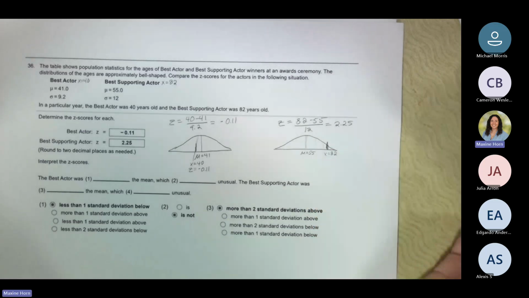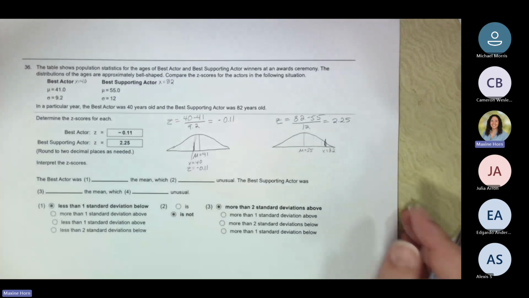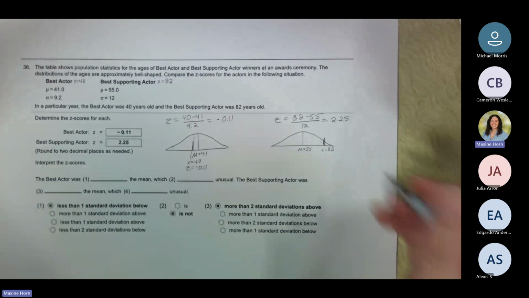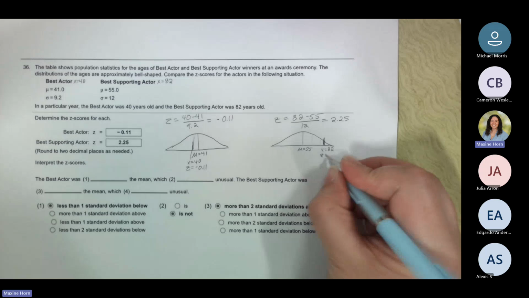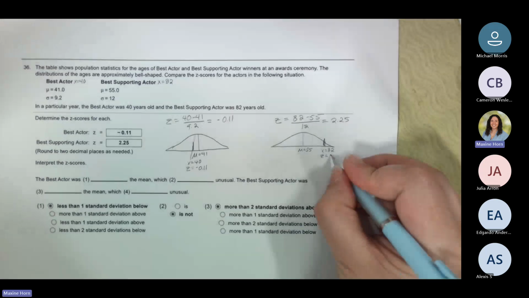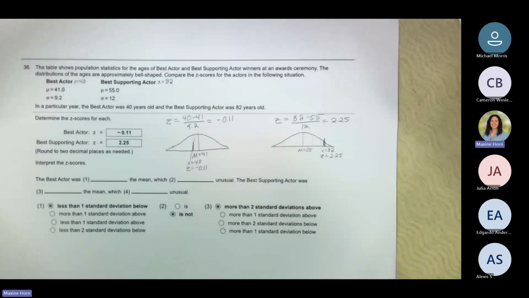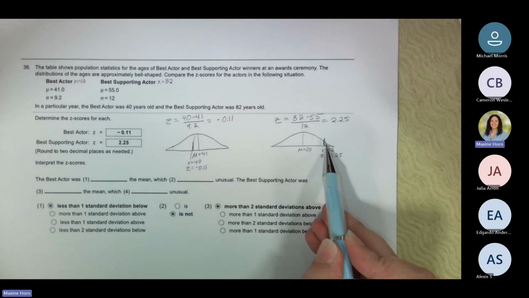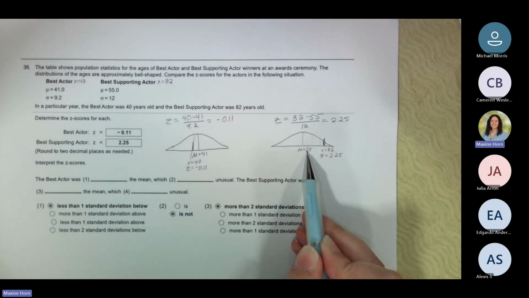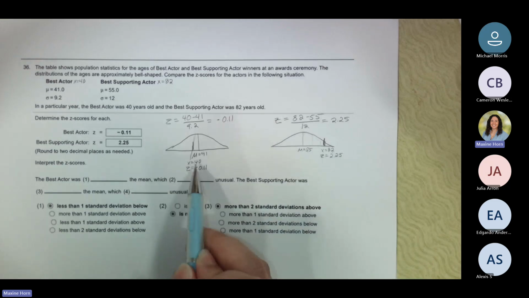We have this 82-year-old winner. Imagine that, still working at 82, or still enjoying your job at 82. So that is a whole 2.25 standard deviations to the right of the mean, right? Because they're much older than the average, than the mean age for the group, whereas this person was younger than the average winner, right?